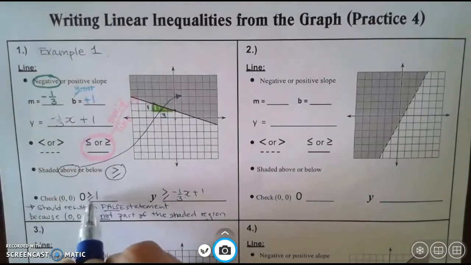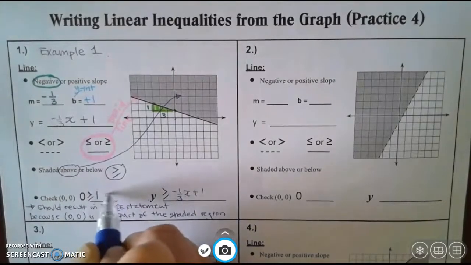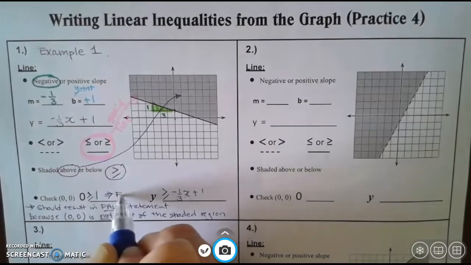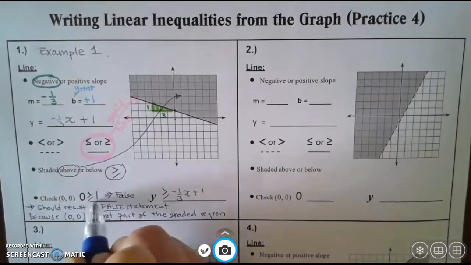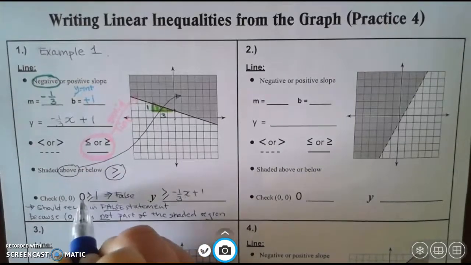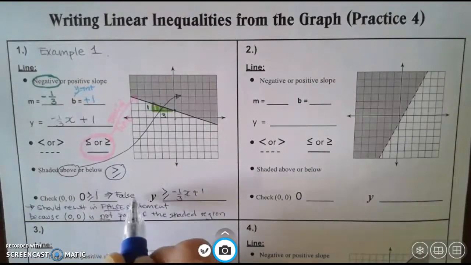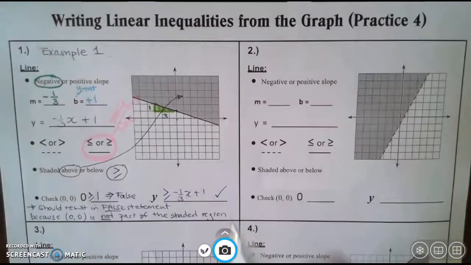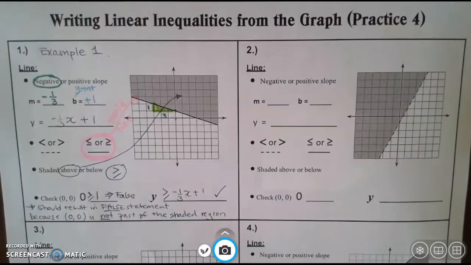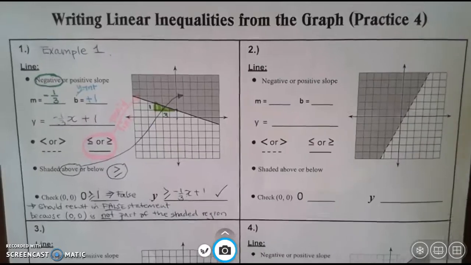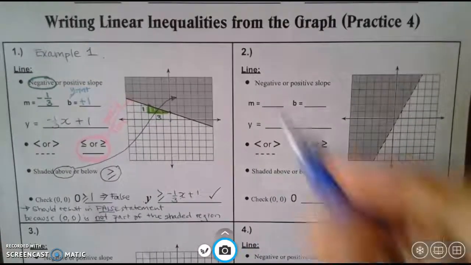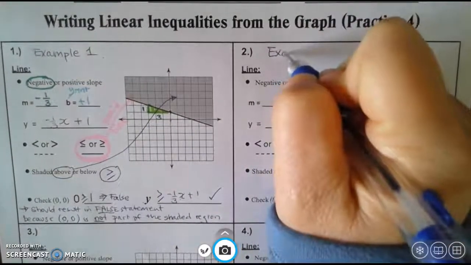That's just going to be 1. Is 0 greater than or equal to 1? Is this true? No, this is false, because 1 is greater than 0. 1 is a bigger number than 0. Okay, so this is false, and this is what we're expecting, and we got that, so that means this has to be the correct inequality. Okay, let's try another problem. Let's do example 2.